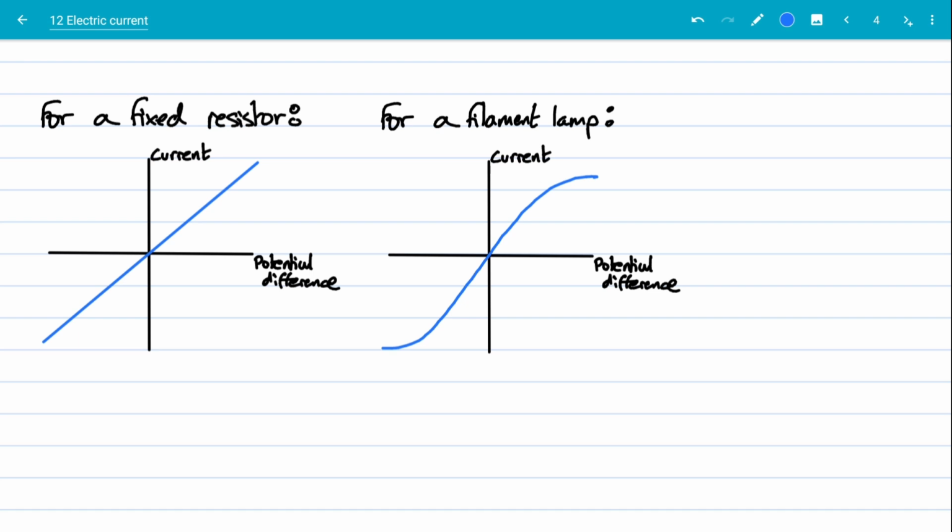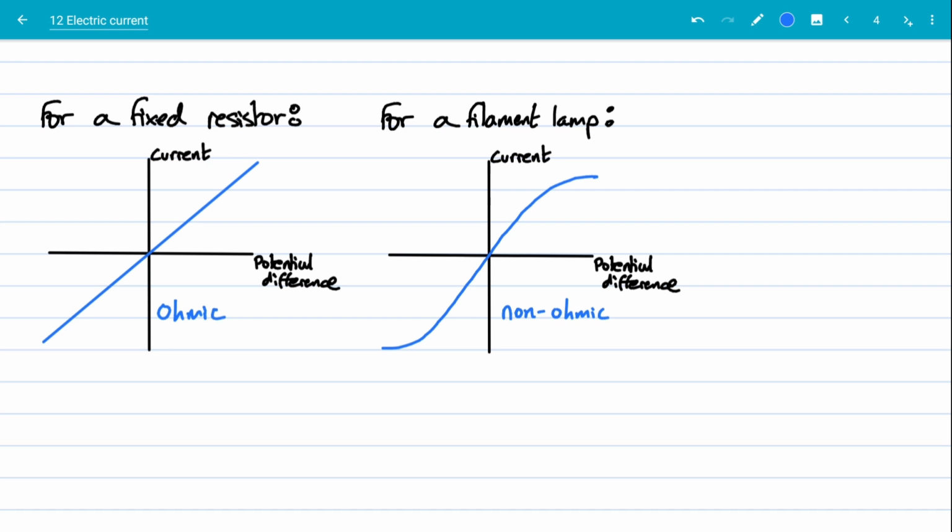So we have a region at this low current. If it's low current, it's going to end up with a low temperature filament. And so we have the resistance around here, which doesn't seem to depend very much on the current. But at higher currents, which happens at higher potential differences, the temperature of the filament increases, which then increases the resistance, decreasing the extra bit of current we get as we increase the potential difference further. So that is non-ohmic, whereas this one is ohmic, because it's a straight line.